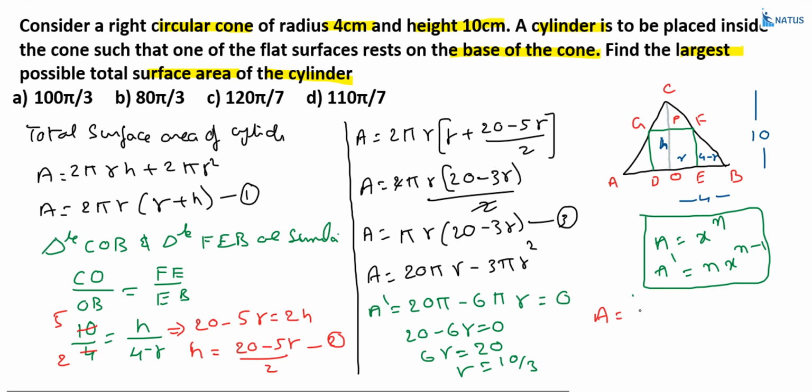Now what is the maximum surface area? A is equal to pi r into 20 minus 3r. What is the value of r? That is equal to 10 by 3. Now you will substitute the value here. That is equal to pi into 10 by 3 into 20 minus 3 into 10 by 3. 3 gets cancelled. So what is the value? That is equal to 100 pi by 3. Option A is the correct one.